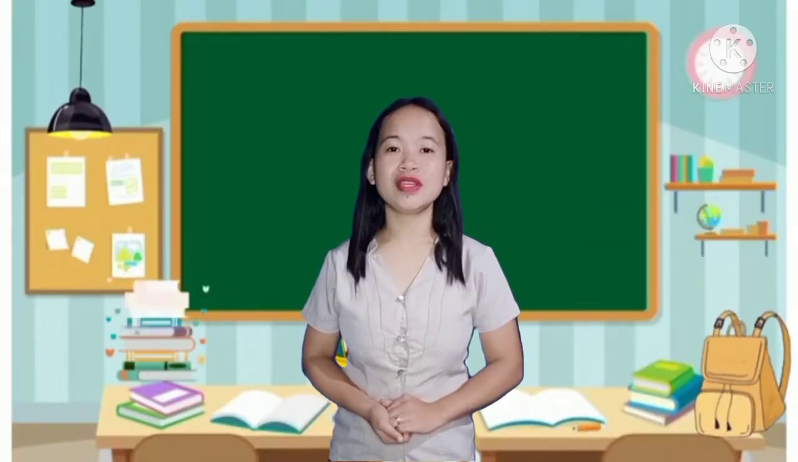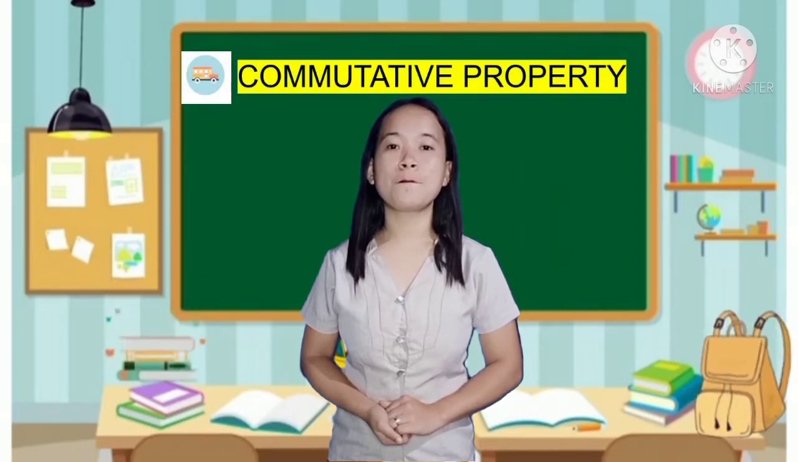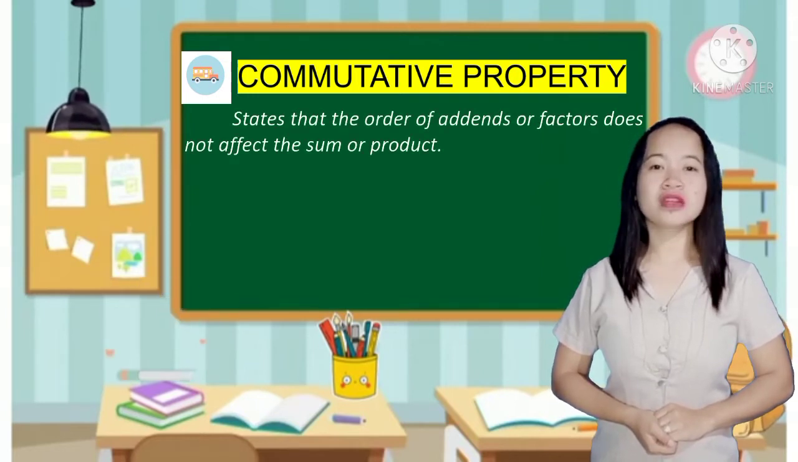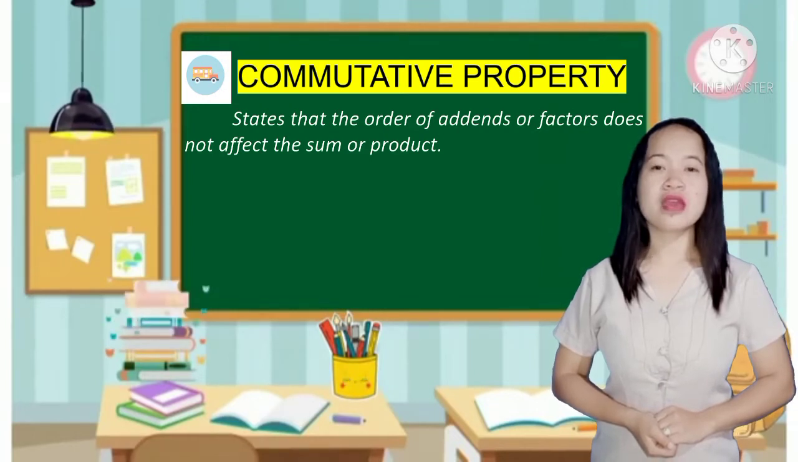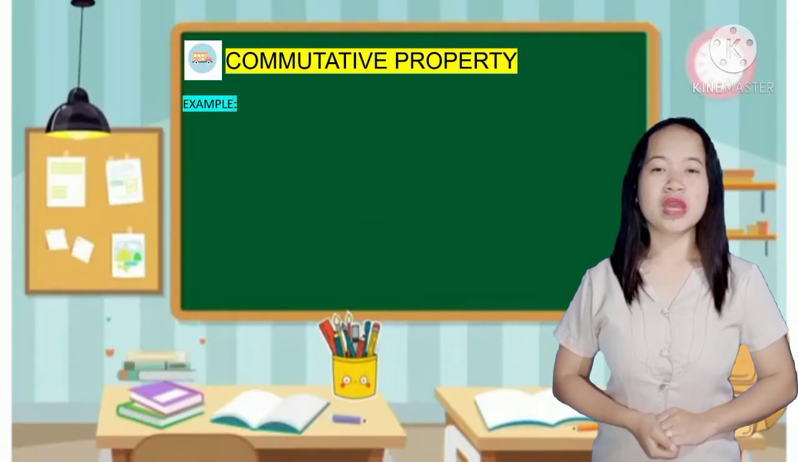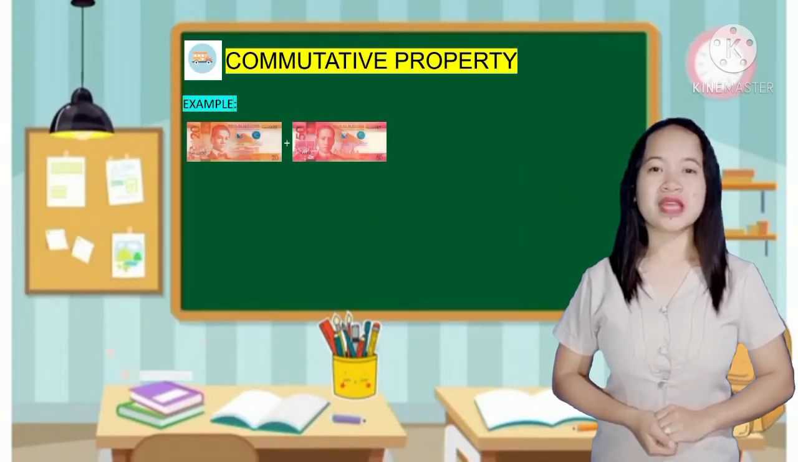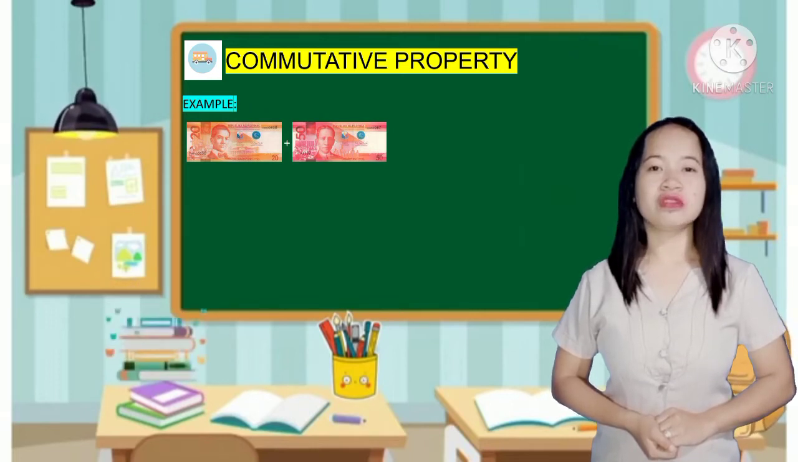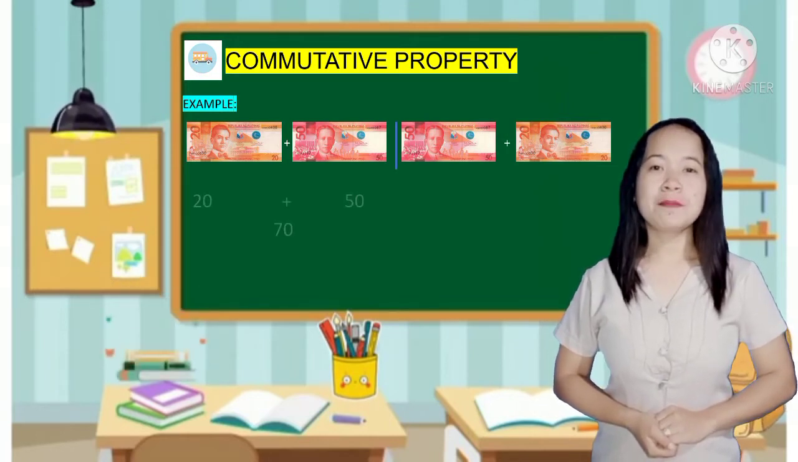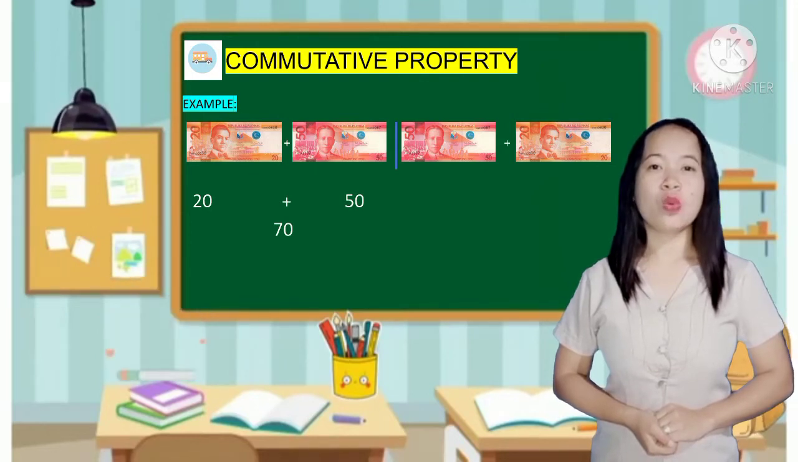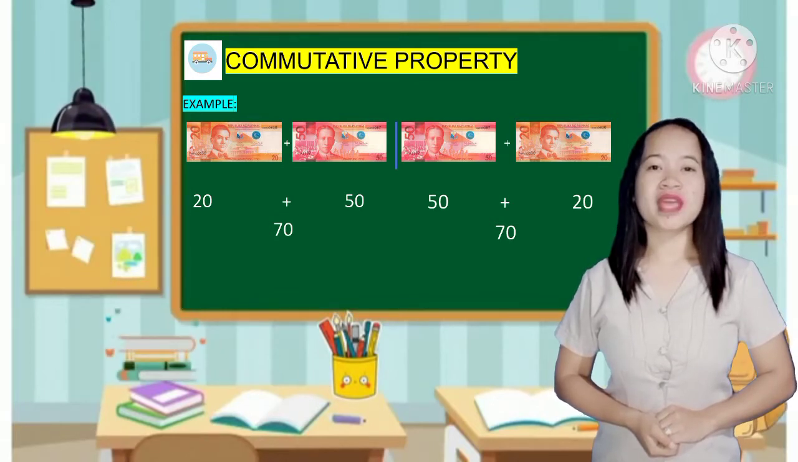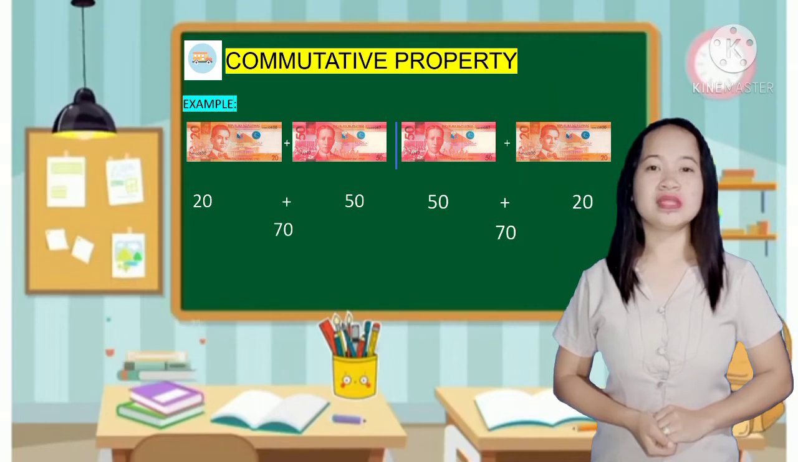Now, let's move on to the next property, the commutative property. Commutative property states that the order of addends or factors does not affect the sum or product. Remember these keywords, commute or move around. Let's say, for example, your mother gave you 20 pesos and 50 pesos on Monday, while your father gave you 50 pesos and 20 pesos on Tuesday. 20 plus 50 is equal to 70, while 50 plus 20 is also equal to 70. Therefore, whatever the order of the bills are, the result is still the same.